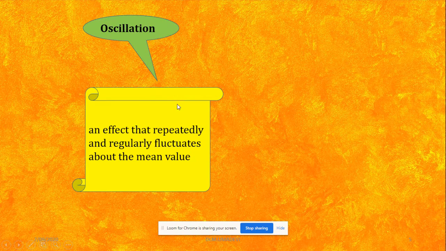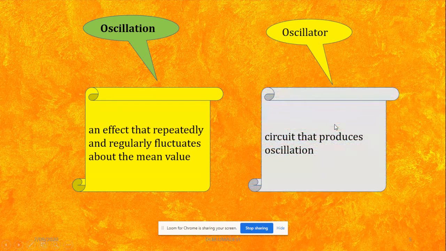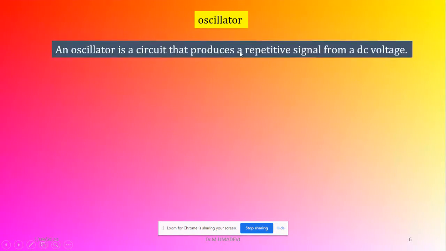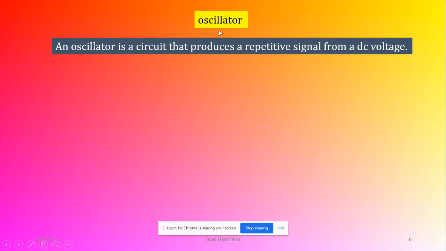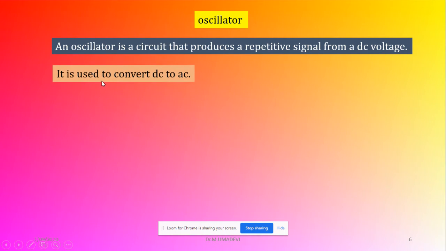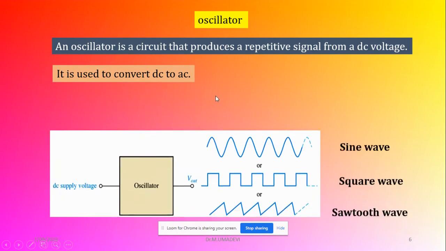What is oscillation? It is an effect that repeatedly and regularly fluctuates about the mean value. Then what is an oscillator? A circuit that produces oscillation. Then we'll see the oscillator in detail. As I told you earlier, an oscillator is a circuit that produces a repetitive signal from a DC voltage. It is used to convert DC into AC.